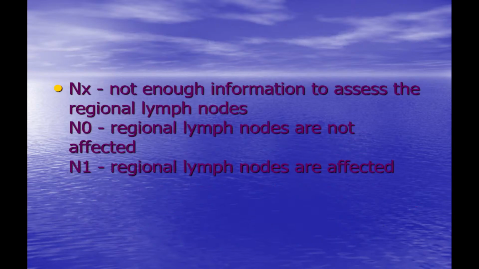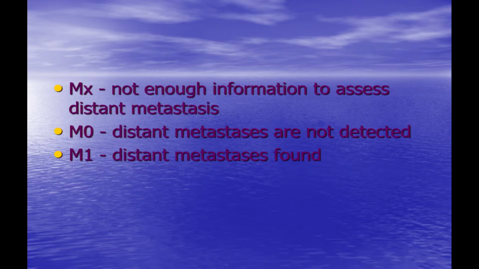And lymph node status. NX, not enough information to assess the regional lymph nodes. N0, regional lymph nodes are not affected. N1, regional lymph nodes are affected. And M status. MX, not enough information to assess distant metastasis. M0, distant metastasis is not detected. And M1, distant metastasis found in other organs.